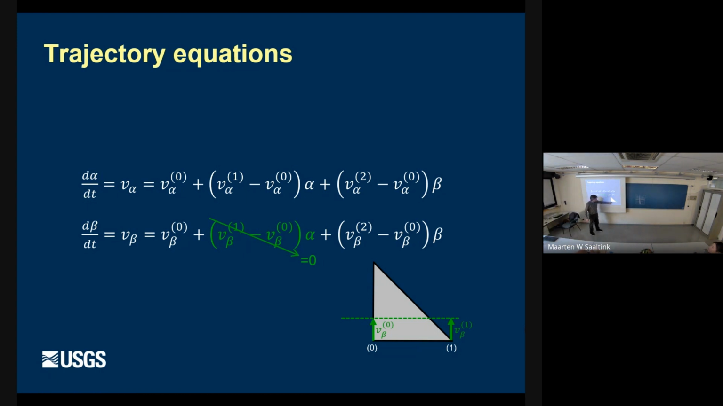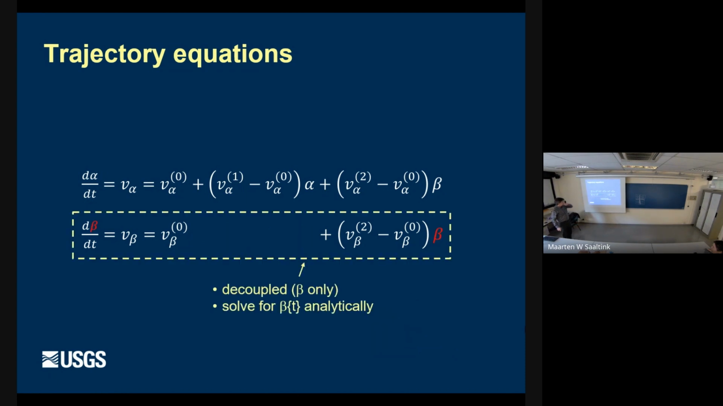Because this velocity is uniform all along this edge, this is the beta velocity at vertex 0, and the beta velocity at vertex 1. These appear as a difference in this equation, so this term drops out. And that's good news, because now we partially decoupled our equations. This is an equation only for beta. There's no alpha anymore. So that's great.